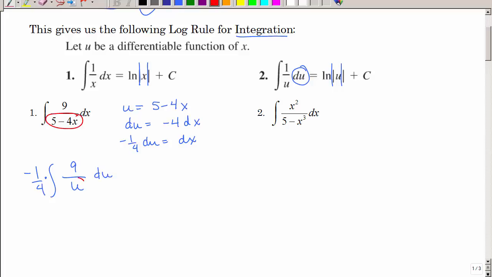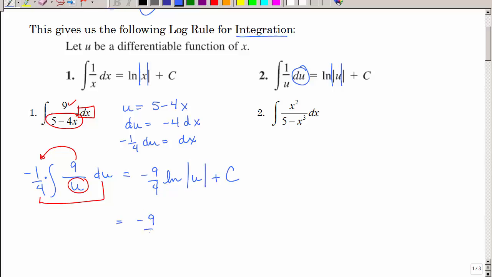Here's our u. That goes down here. 9 is just a constant, and of course we could pull that to the outside, and then negative 1/4 du takes the place of dx. So we would integrate this and say, okay, this is negative 9/4, those are our constants, natural log of the absolute value of u plus c. So negative 9/4 times the natural log of 5 minus 4x plus c. So we are trying to get it into that format of 1 over u du.